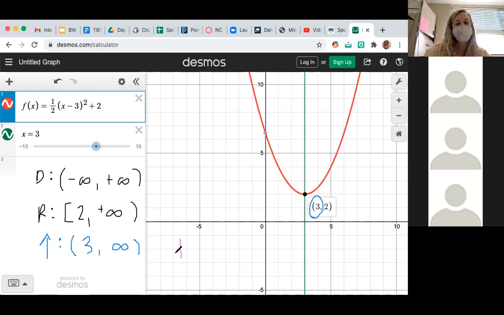I'm excited y'all get this. The other honors math 2 teachers told me they weren't sure their kids got it. Which side is it decreasing on? The left, so it's going to start at negative infinity, and it goes until it hits the wall at 3. Very good. So do we feel like we could do domain, range, increase, decrease?